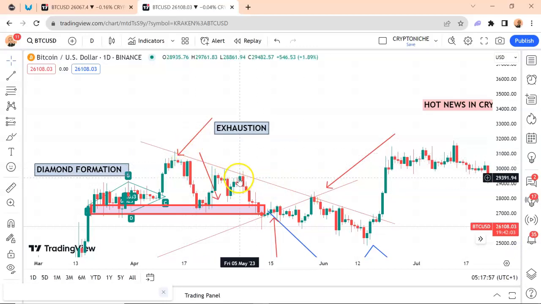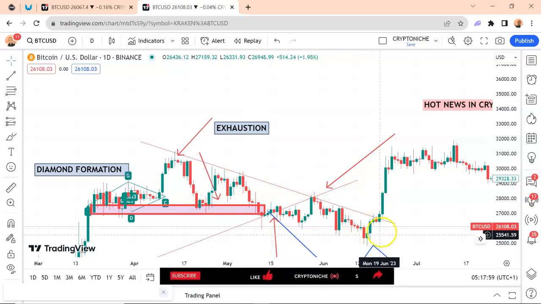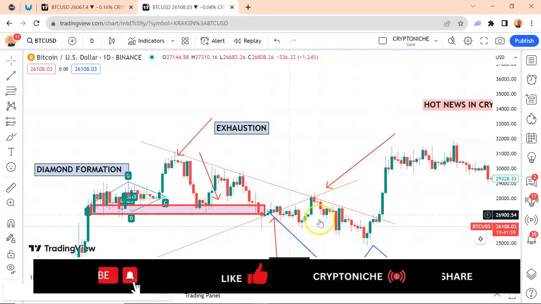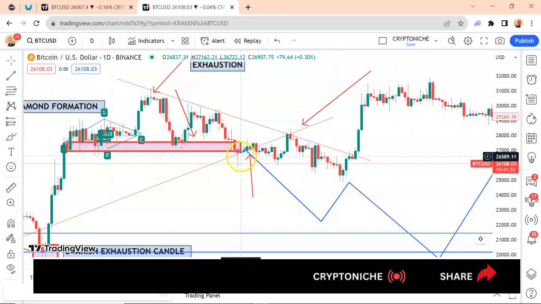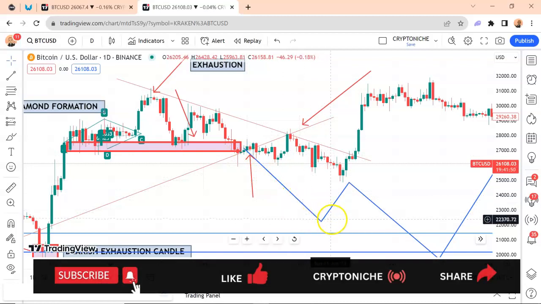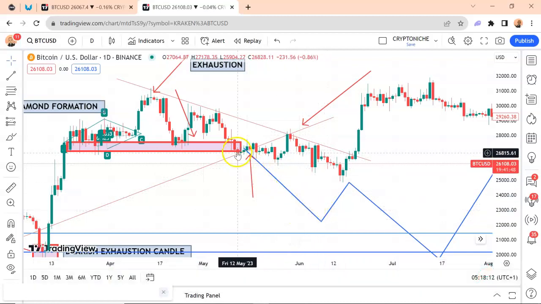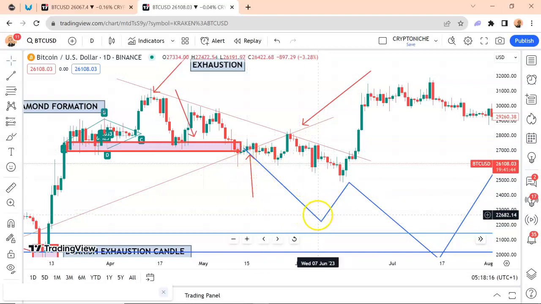Then gradually the price actually followed our analysis. Can you see right here? It followed our analysis. I told them from this point it was going to move like this. This is the first stage, and it moved just like that. This is the first movement.